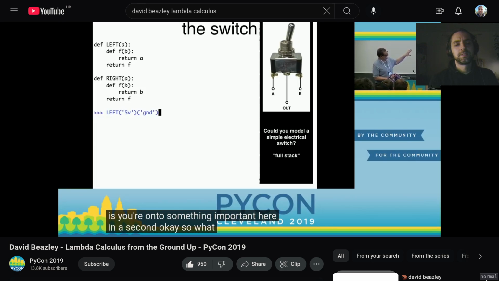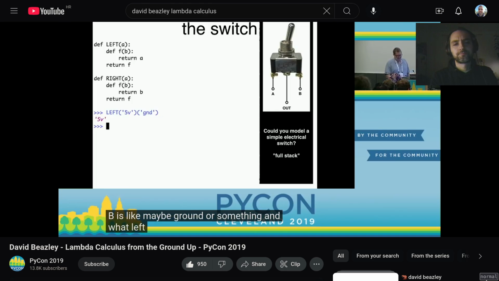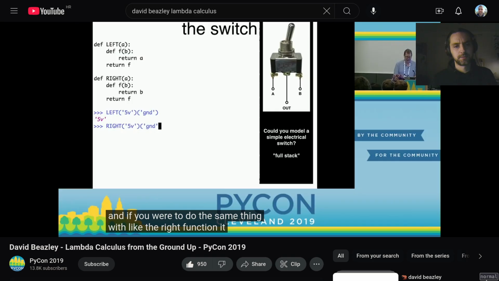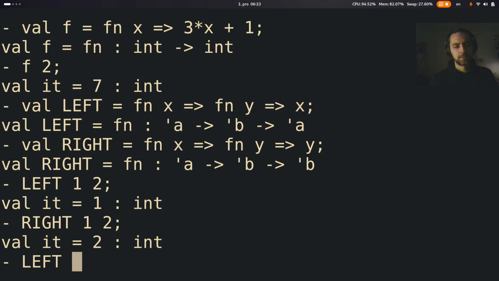Okay, so what's happening is 2 inputs are coming in. There's an A, which is like the 5 volts, and then the B is like maybe ground or something. And what left is doing is it picks out the A, basically. If you're in the left position, it means that you're picking the A. You're connected to the A. And if you were to do the same thing with the right function, it would come back and say, well, you're connected to the ground.